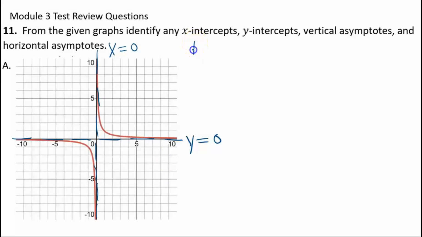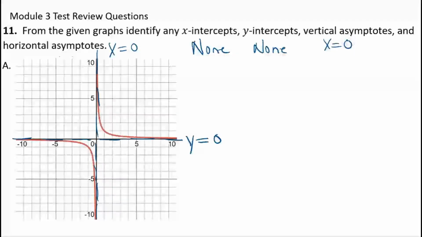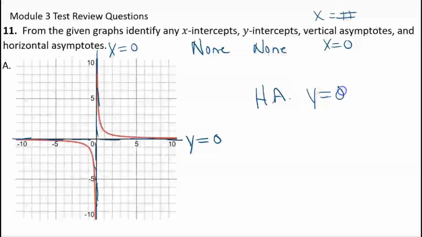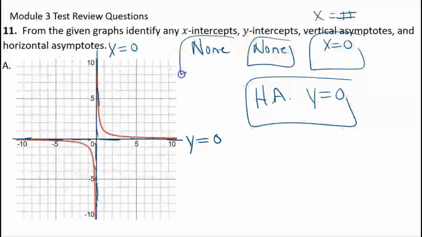So when I ask for x-intercepts in this case, there are none. When I ask for y-intercepts from this picture, there are also none. The vertical asymptote is this vertical dashed line right here, which is x equals 0, and all vertical asymptotes are x equals a number, always. And horizontal asymptotes, which is written way over here, I'm just going to write HA, and that is the horizontal line, which happens to be the x-axis, which is named y equals 0. So there's all 4 answers in order.